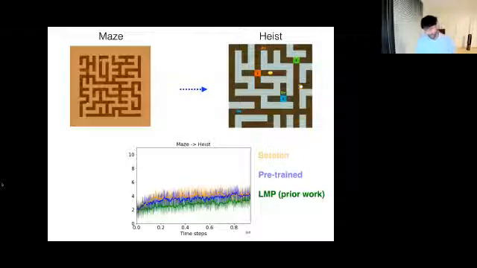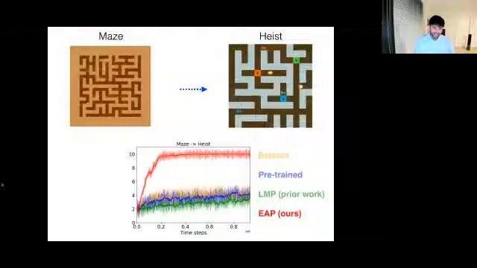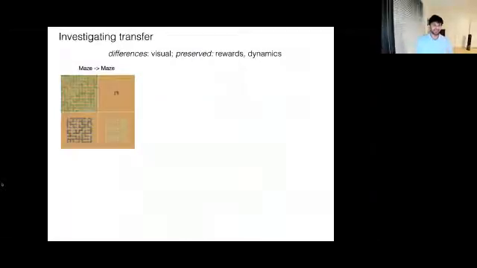And what we are showing over here is LMP, which is another way of pre-training using sequences of actions, which does not work that well. And EAP is the method that we propose. And over here, you see that if we are able to correctly identify the action sequences, we can transfer really well. Right? So we can investigate transfer in some different settings.